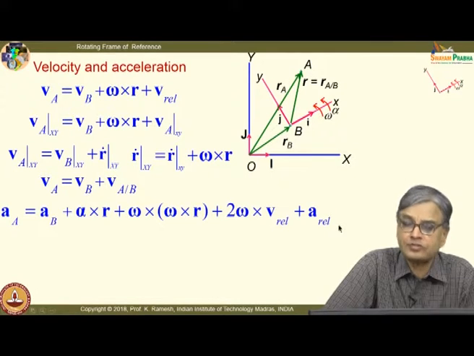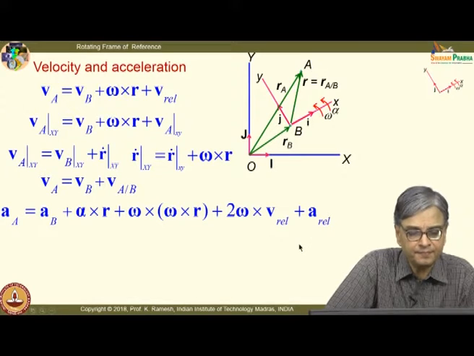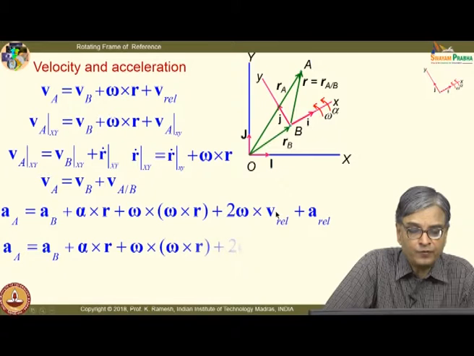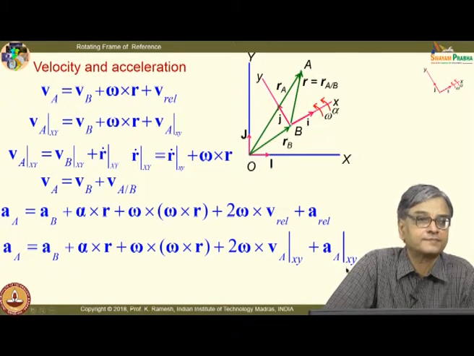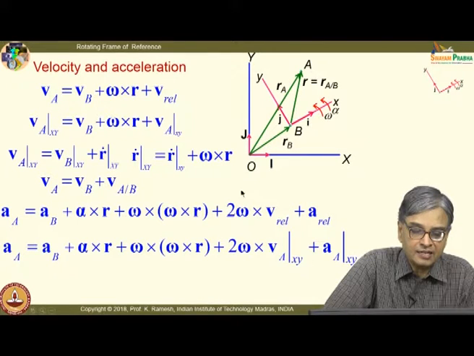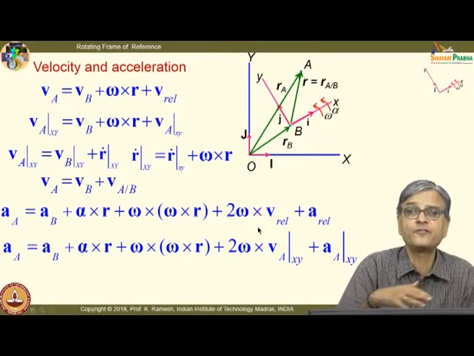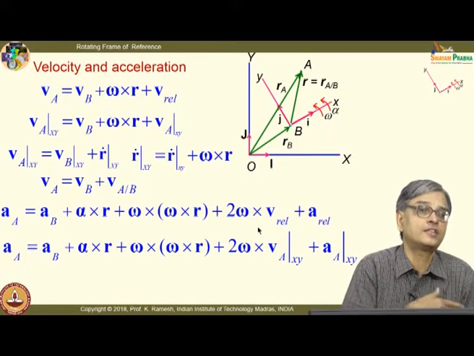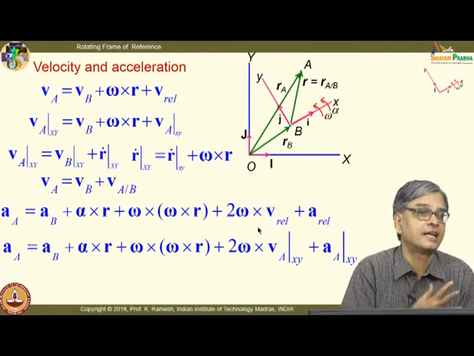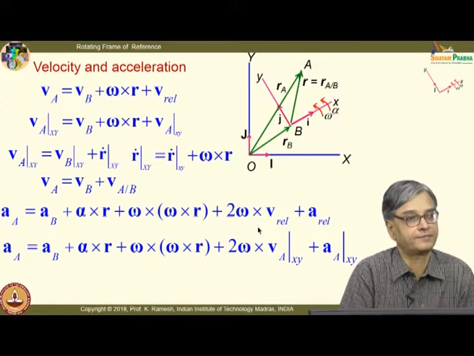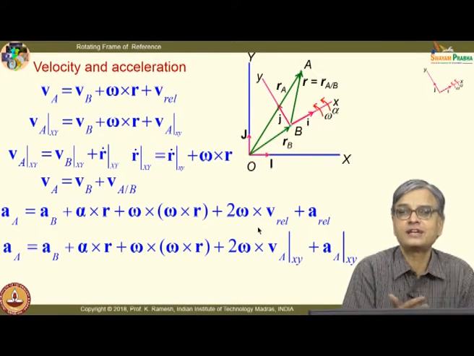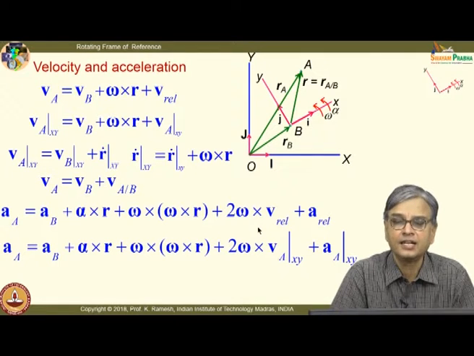This is a symbolism used in Meriam. So, I do not want to confuse you, so I retain that same symbolism, which can also be viewed as V A with respect to x y, small x y, A A with respect to small x y. And I said this is known as Coriolis acceleration. This was difficult to perceive if you sit in a rotating frame of reference and try to find out the quantity. And we will also have a detailed discussion about this in one of the classes later.